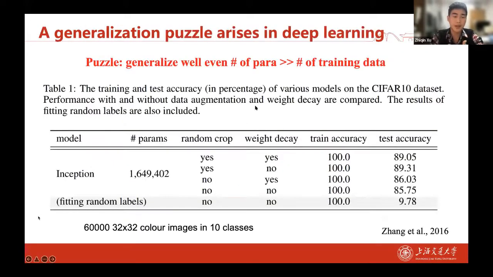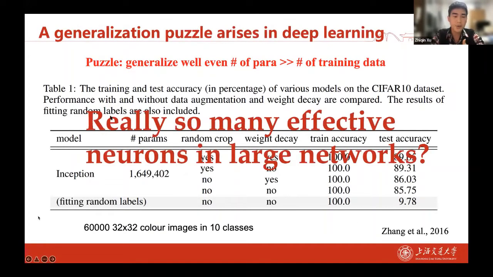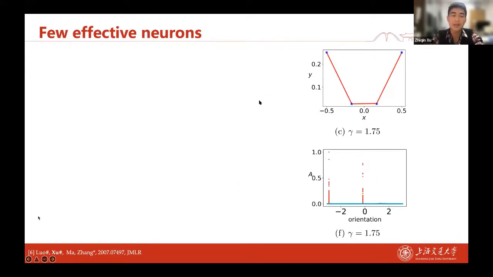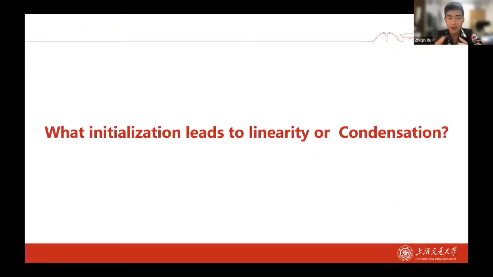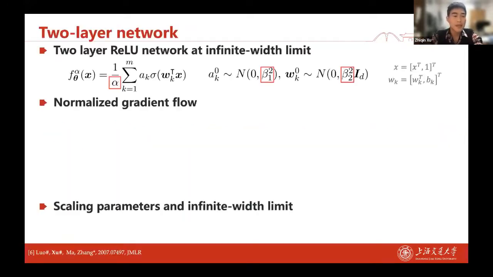So now let's go back to this puzzle. We ask the question: are there really so many effective neurons in large networks? For example, in this very simple case, although we use 10,000 neurons, two ReLU neurons are actually enough to express this function. So we can see that after training, the neural network actually converged to a very small effective neural network. We want to ask how general this phenomenon is in training neural networks. So we study which kind of initialization can finally converge to such condensation phenomena. We study a two-layer neural network with ReLU activation function in the infinite width limit, so the problem is clear and easier to study.